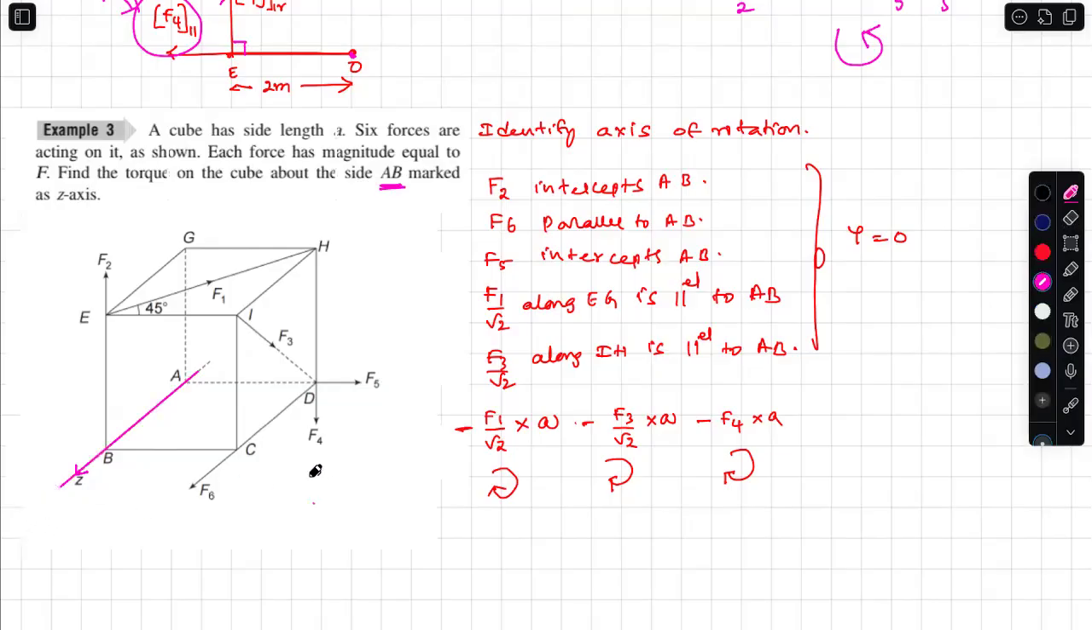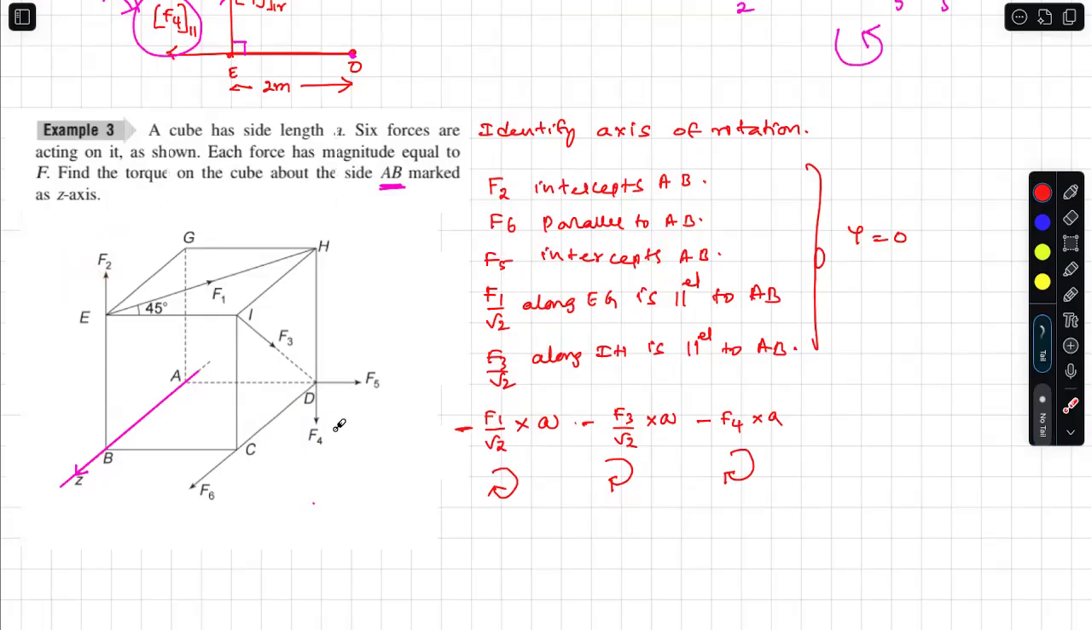Right. First question: will F2 contribute any torque? Bhavana, will F2 contribute any torque? Why? You don't like F2? Yes, F2 is intercepting AB. So F2 will not contribute any torque.